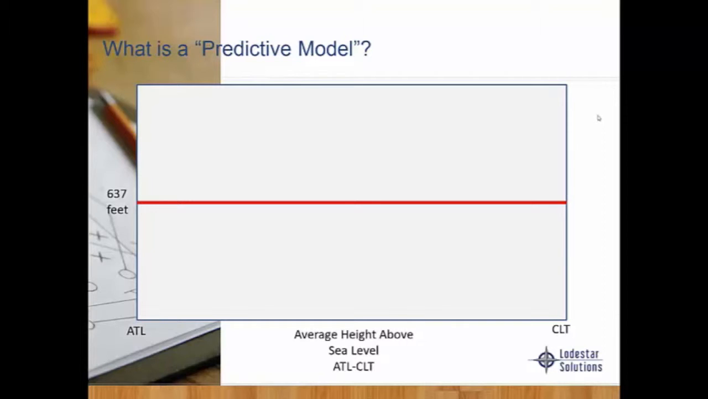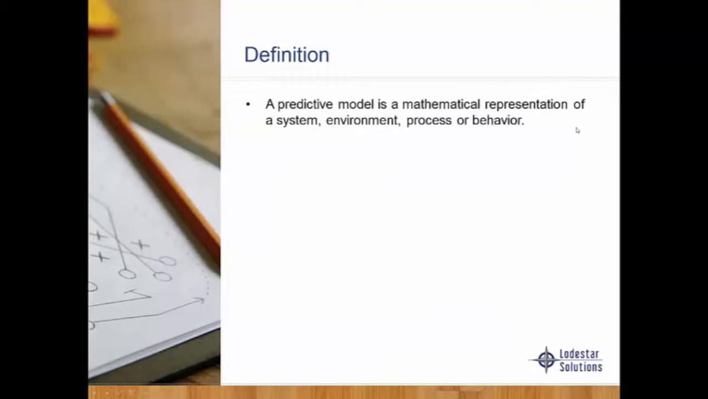So really, what is the definition then of a predictive model? A predictive model is nothing more than some mathematical representation of an environment, of a system of sorts, a business process, or individual behavior, or even group behavior. But it's a mathematical representation of something.